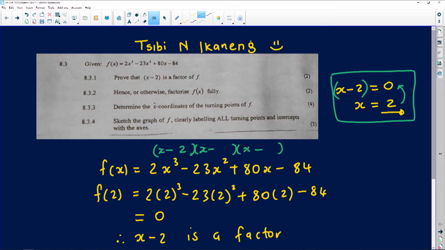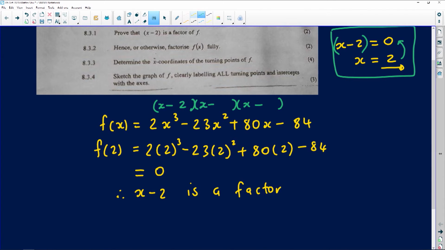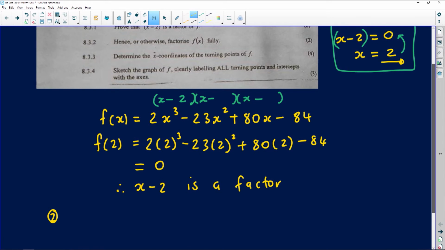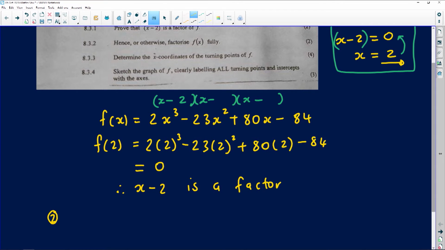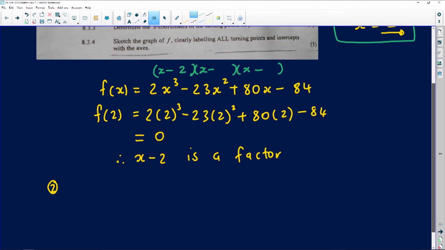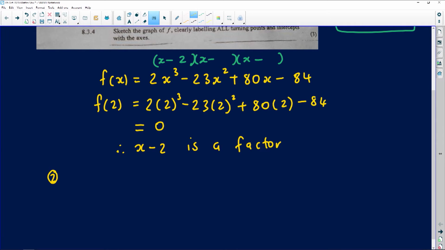The second question is asking us to factorize f of x fully. It says hence or otherwise, factorize f of x fully. Okay, cool. Now, when I go to the second question, there are many methods of factorizing a cubic. You can use long division, you can use the synthetic method, or any other smart method that you probably have been introduced to. So the technique that I use all the time is what I call monkeys eat apples plus bananas. Very, very important technique. How does that even work?